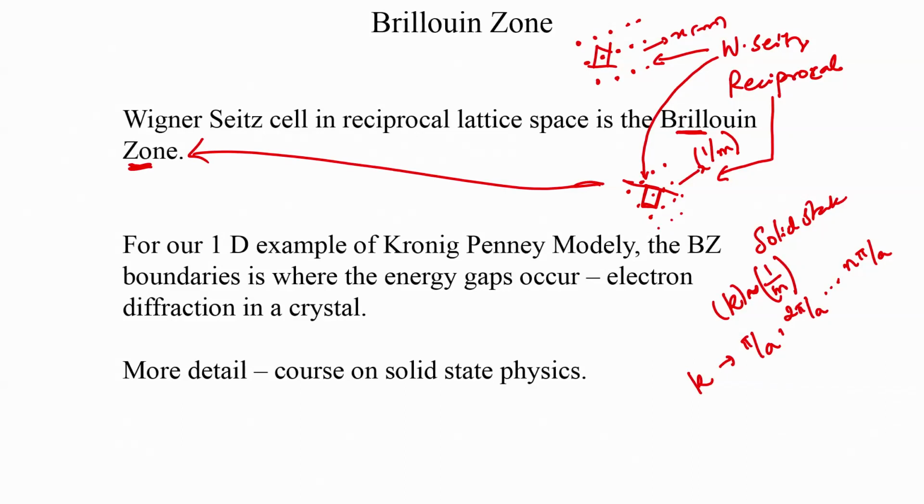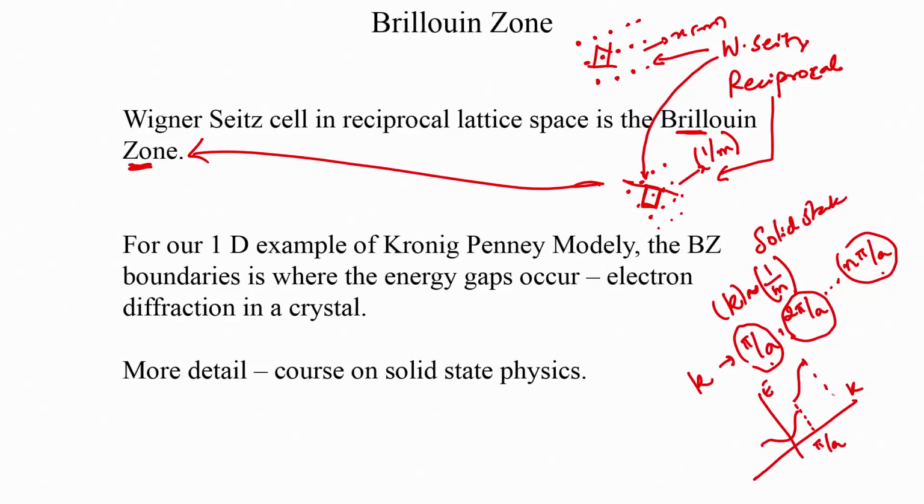I am only talking about a linear arrangement of atoms. If the Brillouin zone boundaries occur here, have we seen these points anywhere else? We have seen these points somewhere else, and those were the points where the energy gaps occurred. When we drew the E-k diagram after solving the Kronig-Penney model, we saw that the energy gaps, or discontinuities in energies, occurred at pi by a, 2 pi by a, etc. Therefore the discontinuities occur at the Brillouin zone boundaries, and it so happens that the entire idea of energy gap formation can also be explained by considering the diffraction of electrons at these facets. Electrons reflect off these zone facets, and this leads to the formation of the energy gap.